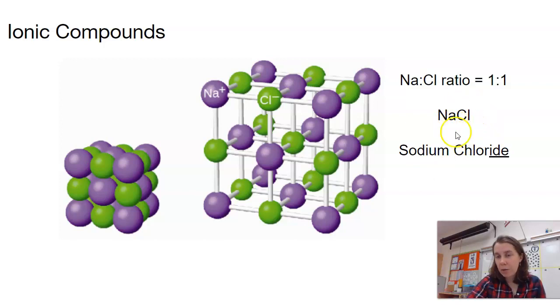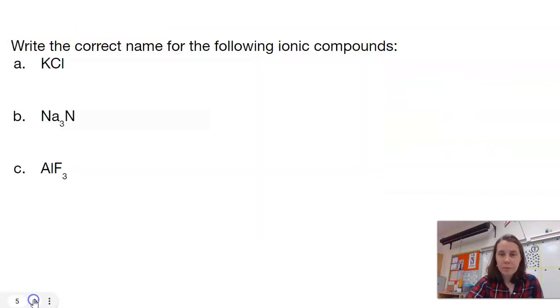For the non-metal, which is the one that comes second in the formula, you're going to change the ending to IDE. So chlorine, for example, is our anion here, and the name of the anion itself is going to be changed to chloride, right? And that will be the name of our ionic compound.